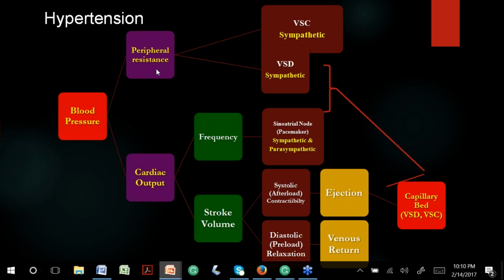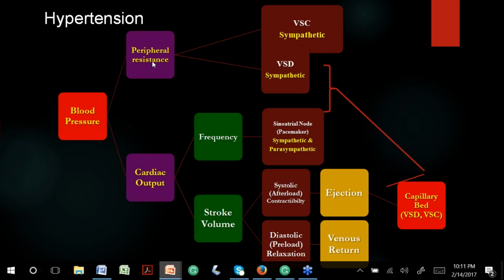For peripheral resistance, mostly what we are going to use are the alphas, alpha 1 blockers, to decrease the blood pressure. If you have high blood pressure, you want to decrease the peripheral resistance, so you are going to promote vasodilation. How do you promote vasodilation? Alpha 1 produces vasoconstriction, so we don't want that. We want alpha 1 blockers that promote the vasodilation.